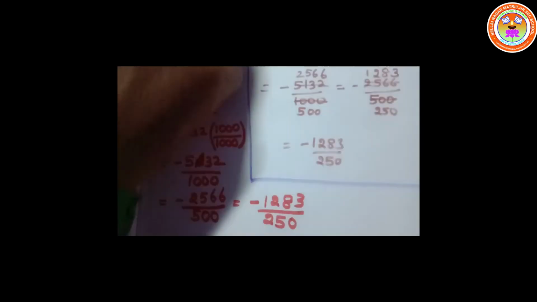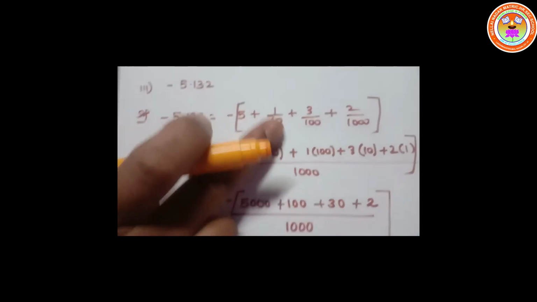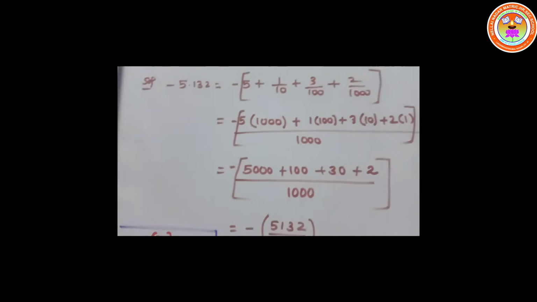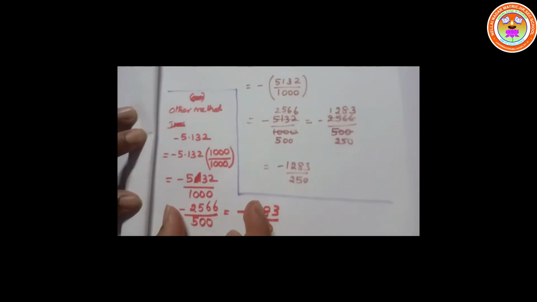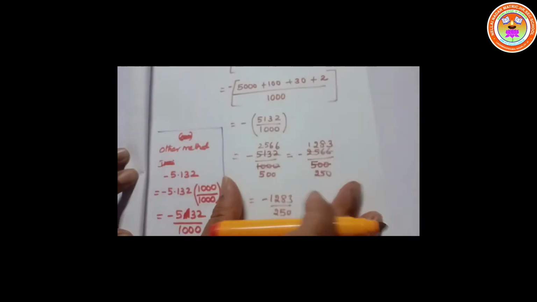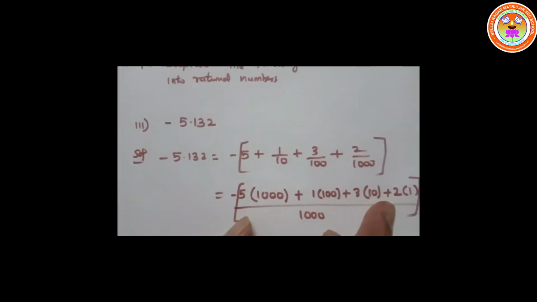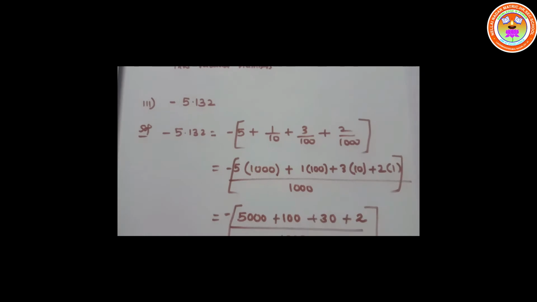So this is what I did in the rational method, children, and this is the direct way you can do it. Any method you can do. According to this textbook I have solved. The only thing is you should be very careful. You have to take minus common, right? Okay, children. Now we can see the next sum.